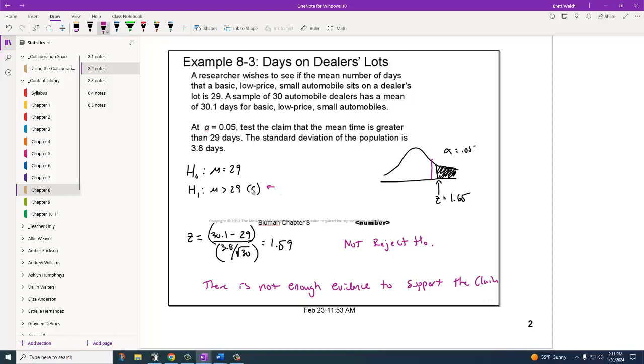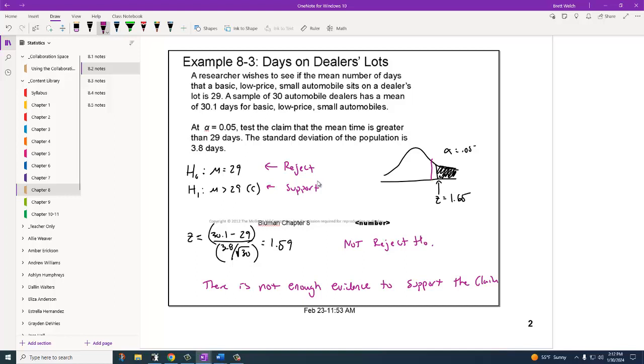If it's in the alternative hypothesis, we're going to use the word support. We could have enough evidence to support the claim if we're in the shaded region, or we cannot have enough evidence to support the claim. If we're in the null hypothesis, it's always about reject. So if the claim was that it was 29, if the null hypothesis was the claim, then I could say that there was not enough evidence to reject the null hypothesis and reject the claim.